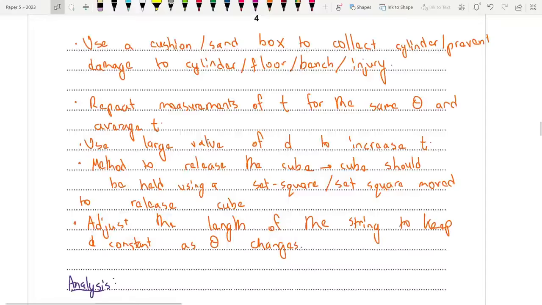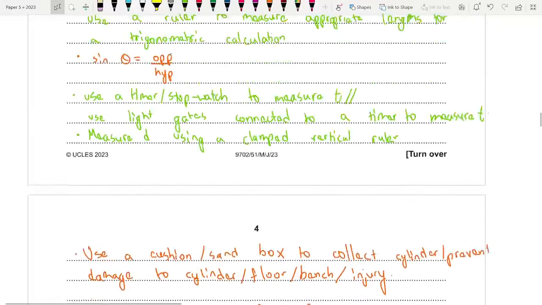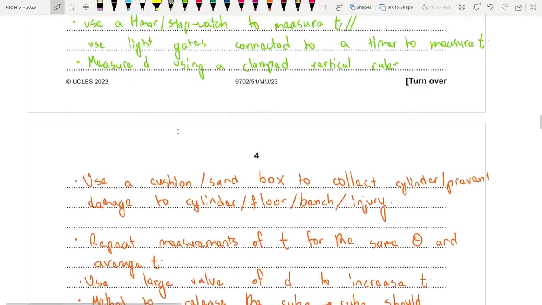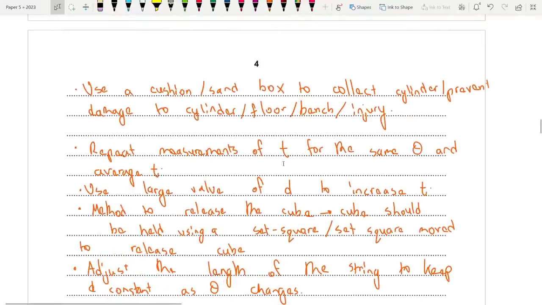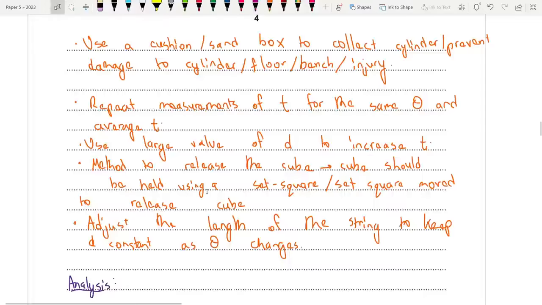There were some other obscure points that was unlikely that you think of in the exam hall, because we already got full marks by writing these three, then the cushion, repetition, large values of d. These are some other points that are also included in the mark scheme. Method to release the cube.